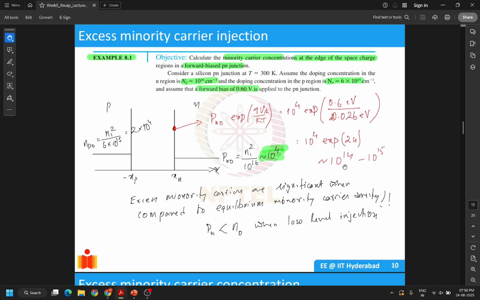You see both 10 power 14 and 2 into 10 power 14 are less than the doping values, which are 10 power 16 and 6 into 10 power 15. They are one and two orders less. So we still call them low level injection because they are less than the majority carrier value.